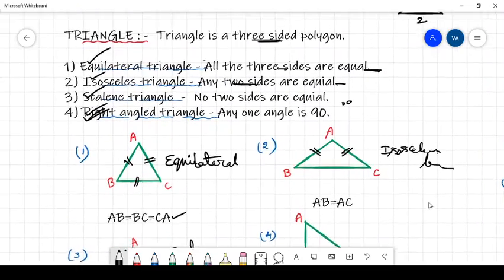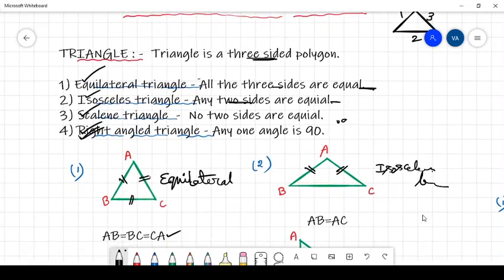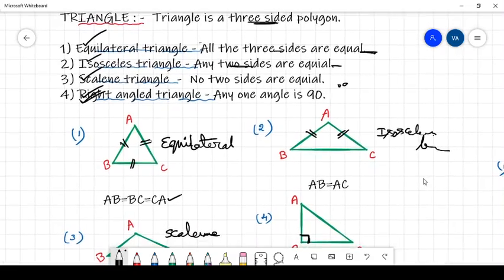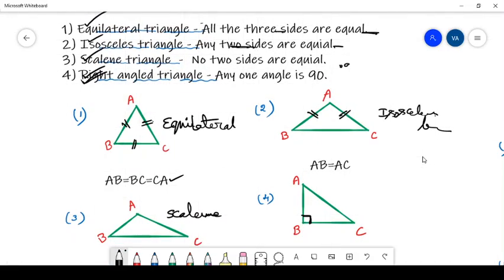So you can learn about definitions and figures also. These are very important in geometry. Equilateral triangle, isosceles triangle, scalene triangle, right angle triangle. In an equilateral triangle, all the three sides are equal. In an isosceles triangle, any two sides are equal. In a scalene triangle, no two sides are equal. In a right angle triangle, any one angle is 90 degrees.